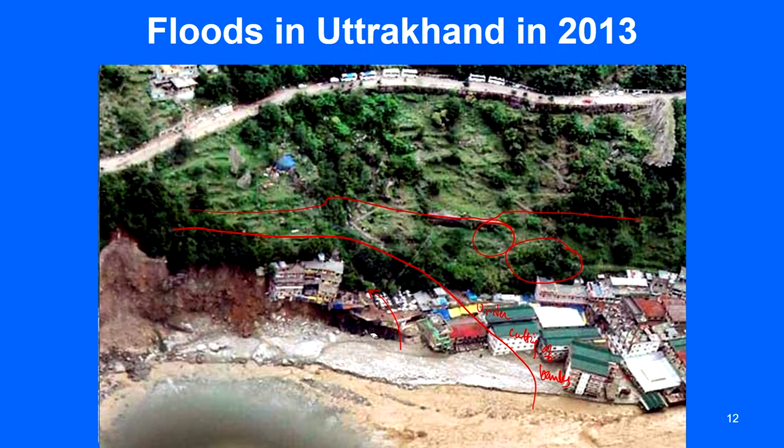There is another view of the same area where you can see the houses close to the bank collapsed. Even this one is hanging in air. And this is again related to the fluvial hazards.